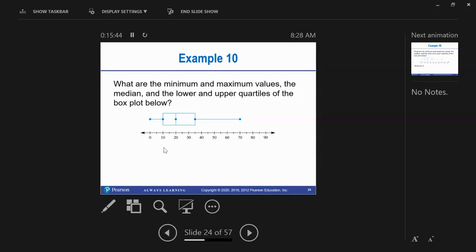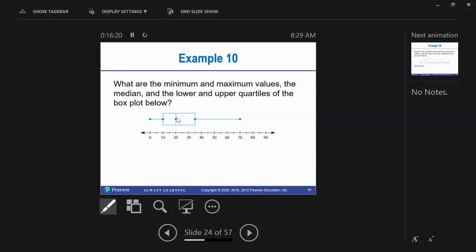Okay, so in this example, what are the minimum and maximum values, the median and the lower and upper quartiles of the box below? Okay, so the first number that you see plotted here is at 0. That 0 point represents what? The minimum. Good. The next point we see is here at 10. What would that 10 represent? Q1, which is your lower quartile.